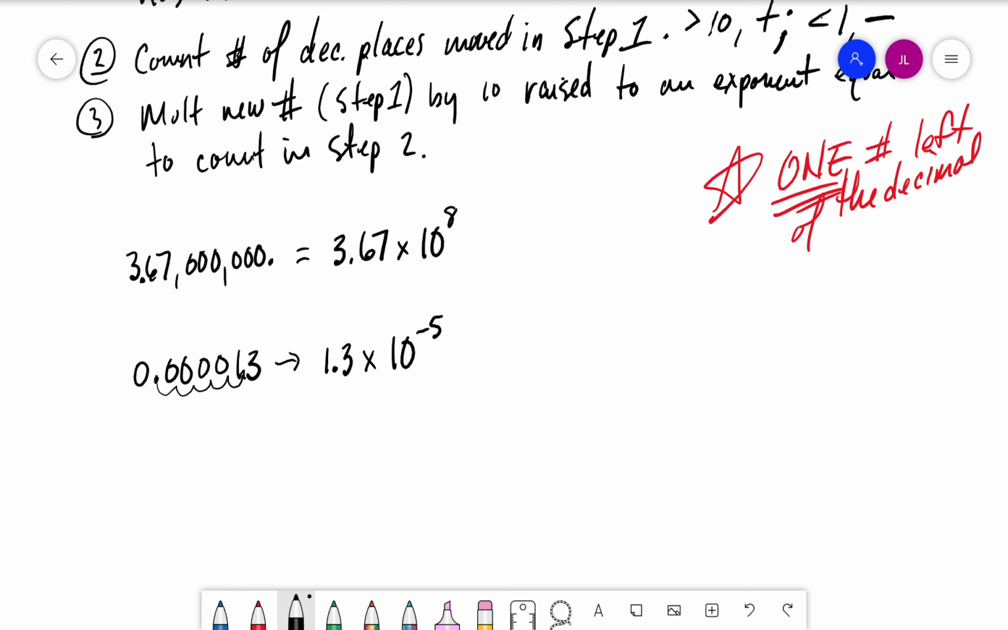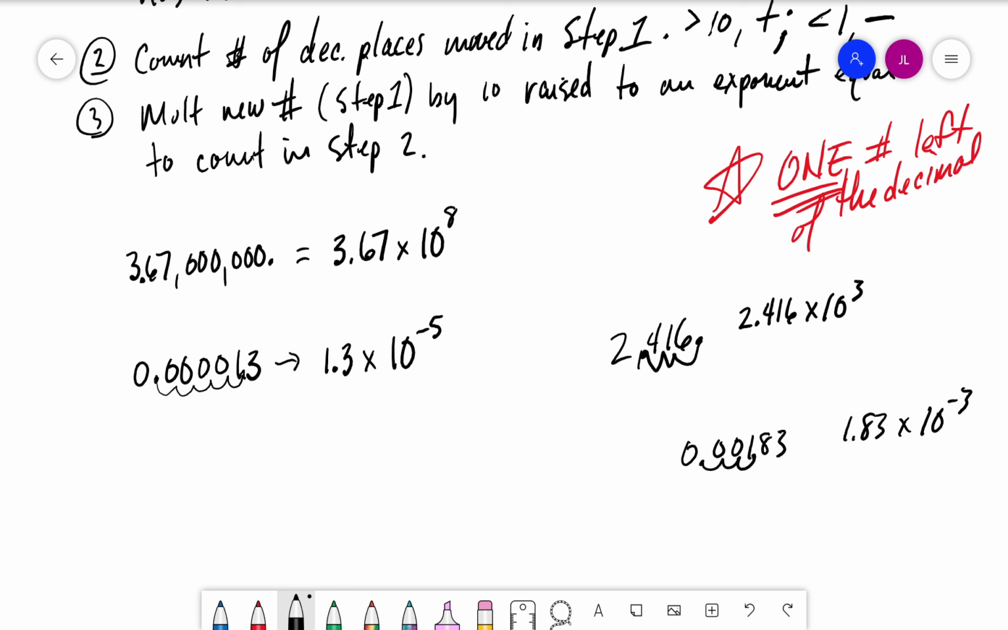So when we are writing numbers in scientific notation, we take the original number, no matter how large or how small. It could be 2,416. We move the decimal place 1, 2, 3 places, so we have 2.416 times 10 to the third. If we have something like 0.00183, we move it 1, 2, 3 places again, and we have 1.83 times 10 to the negative 3.